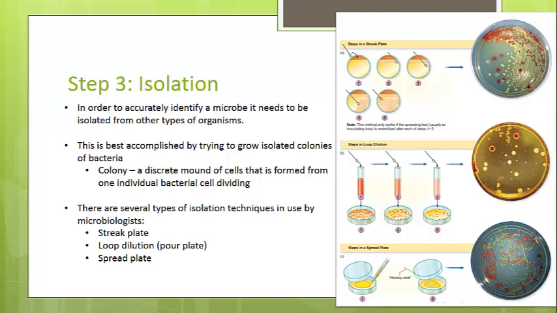And a colony is just a discrete mound of cells that is formed from one individual bacterial cell dividing over and over again and growing into this nice little lump that we see on solid media. So isolation is best done through growing isolated colonies. And we use different types of isolation techniques. We use the streak plate, we use the loop dilution or the pour plate, and we use the spread plate.